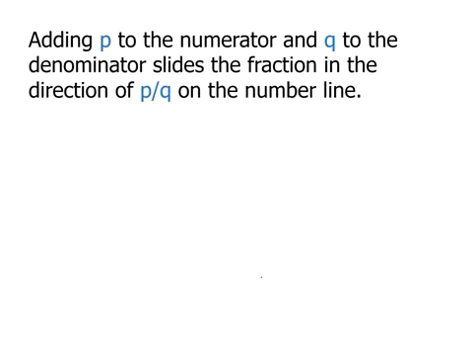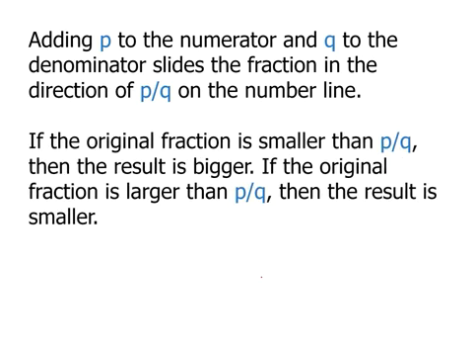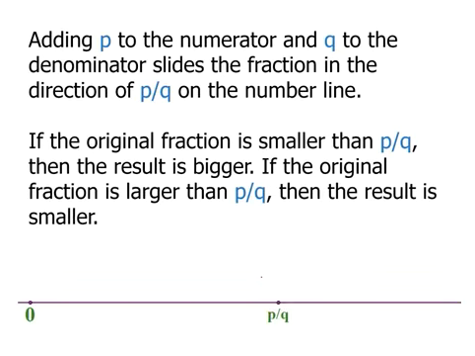In general, here's where we can abstract and generalize this now. Adding p to the numerator and q to the denominator slides the fraction in the direction of p over q on the number line. If the original fraction is smaller than p over q, then the result is bigger. If the original fraction is larger than p over q, then the result is smaller. And so it's all about p over q becoming this great attractor. You start out lower than it, you get bigger. You start out higher than it, you get smaller.